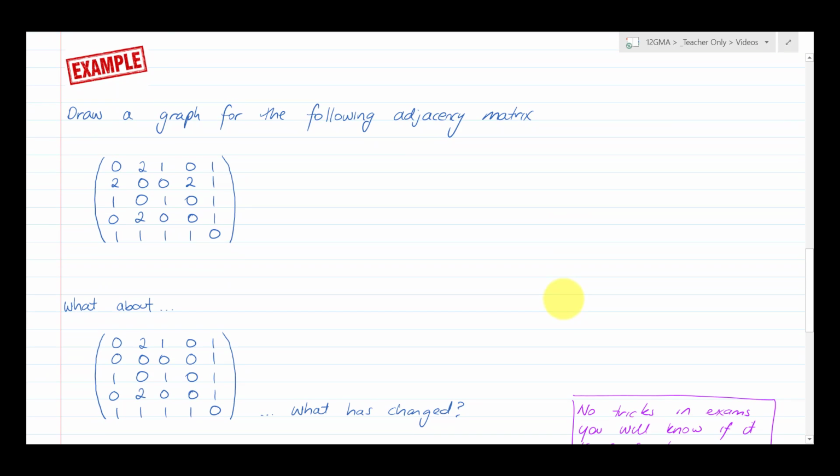Now let's draw a graph for the following matrix. I've got 5 vertices, so we'll have 1, 2, 3, 4, 5, and vertex 1 connects to vertex 2 twice, connects to vertex 3 once, and it connects to vertex 5 once. Vertex 2 connects to vertex 1 twice, which I've already done, so I can tick these off as I go. And it connects to vertex 4 twice.